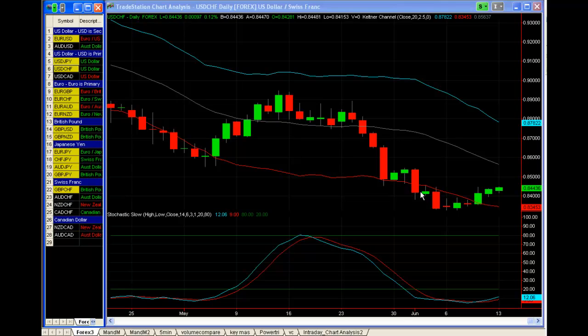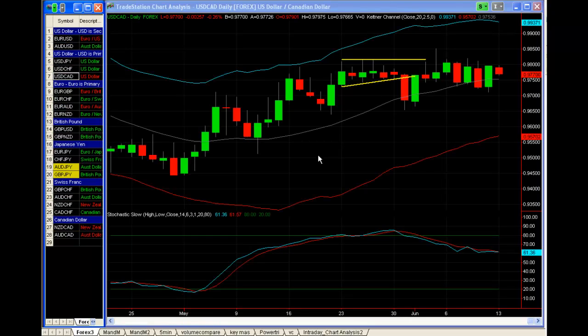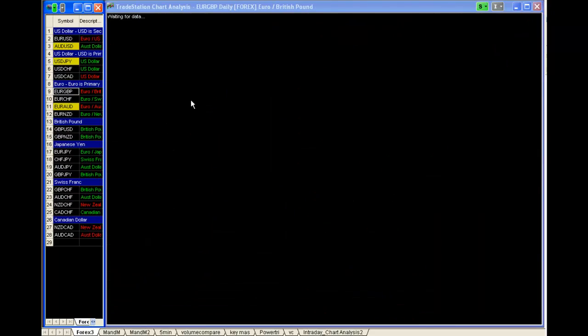Okay, here's the dollar Swiss. You can see we came back inside the Keltner channel. Watch this middle line here, the moving average, for potential resistance. Here's the loonie, dollar CAD. Just brutal chop there. Okay, no triggers there.